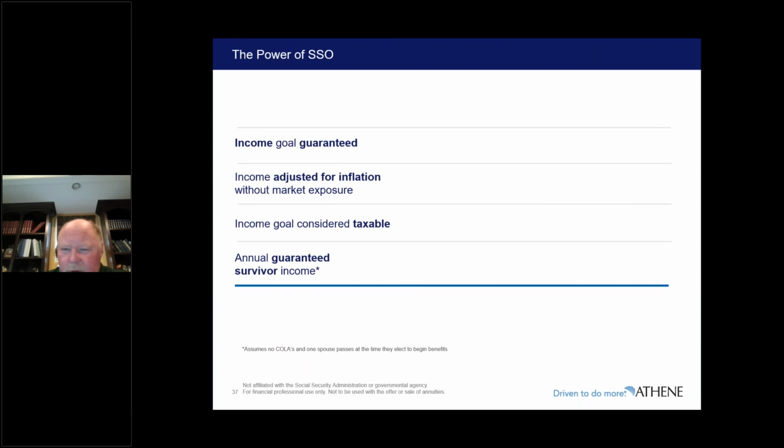So let's look at these two strategies side by side and compare them to what we call the 4 areas of concern. So what percentage of the income goal is guaranteed? What percentage is inflation adjusted without any market exposure? What percent of the income is taxable? And then what does the annual guaranteed survivor benefit look like?